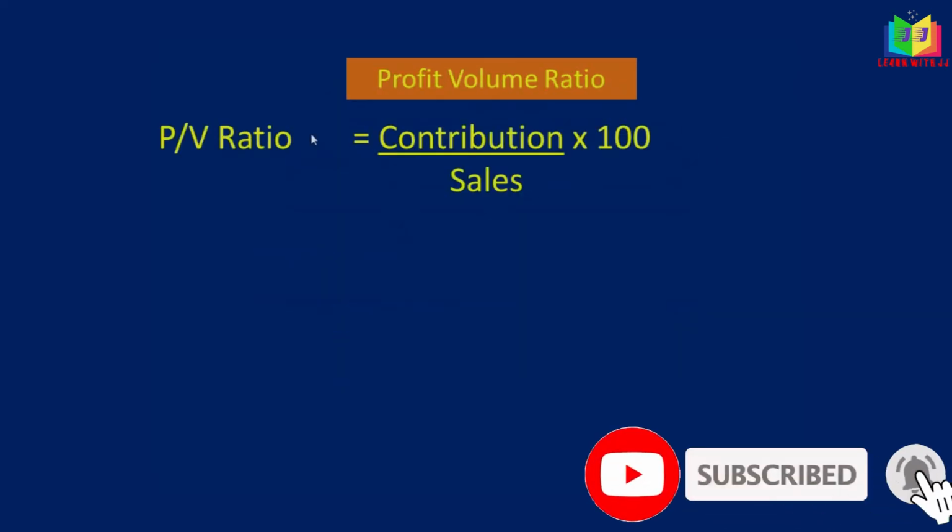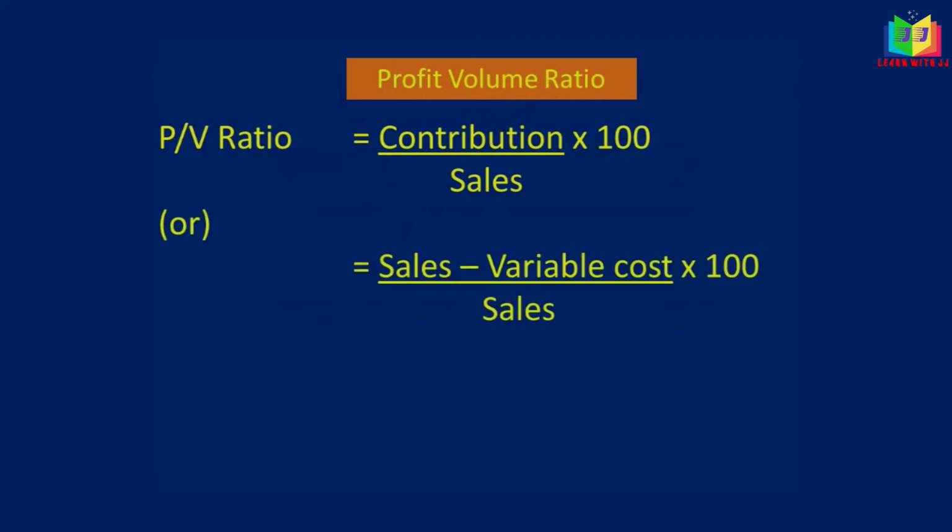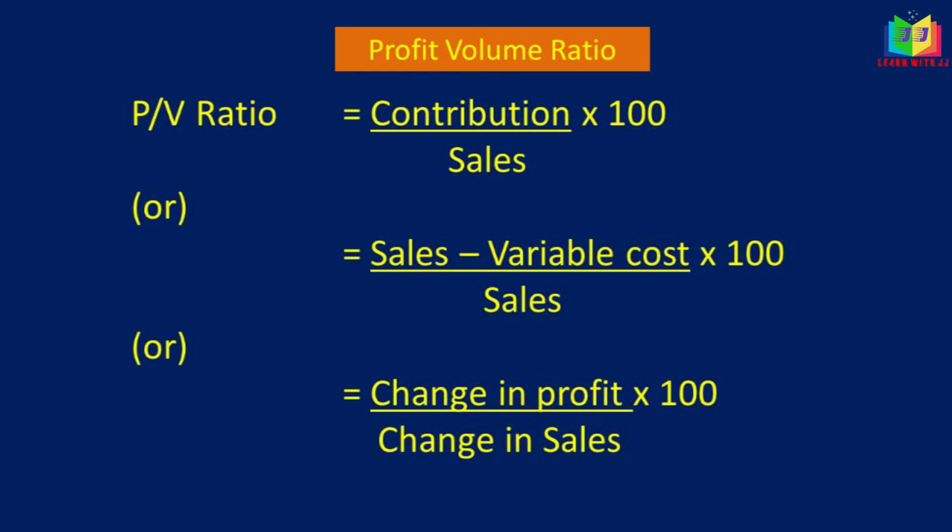This is the formula to calculate this PV ratio: contribution divided by sales into 100. We have two more formulas to calculate this PV ratio. First, sales minus variable cost, that is the contribution, divided by sales. And the one more formula is change in profit divided by change in sales. If the profit and sales are given for two periods, this formula is to be used.